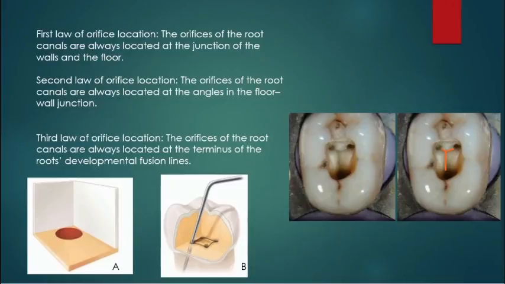The last law of orifice location is that the orifices of the root canals are always located at the terminus or at the end of the roots or developmental fusion lines. So we can see in the two photos the Y-shaped dark line. These are named as developmental fusion lines, and we can see how the canals are located at the end of these lines. So these lines can help us to locate our orifices.